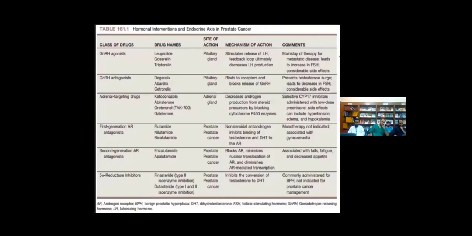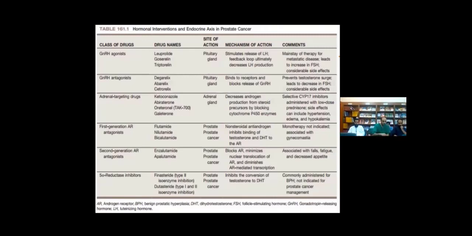Adrenal targeting drugs, which include ketoconazole, abiraterone, and aminoglutethimide, act on the adrenal gland. They decrease androgen production from steroid precursors by blocking the cytochrome P450 enzymes. Abiraterone is a selective CYP17 inhibitor administered with low dose prednisone. Side effects can include hypertension, edema, and hypokalemia.